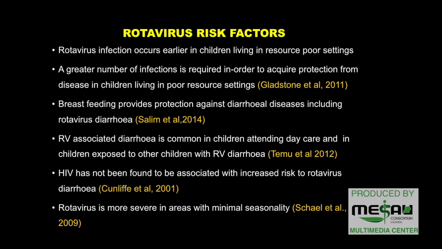Rotavirus infection has been reported to occur early in children, in earlier years, in low-income countries like ours. Also, we need a lot of infections to get immunity in our settings. And breastfeeding has been reported to be protective against diarrheal diseases including rotavirus.